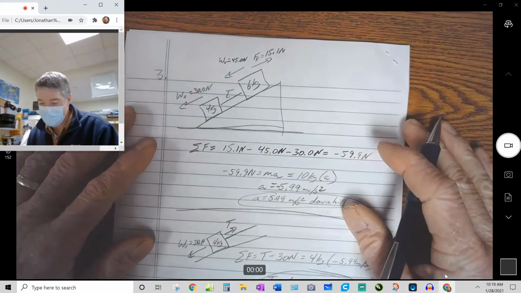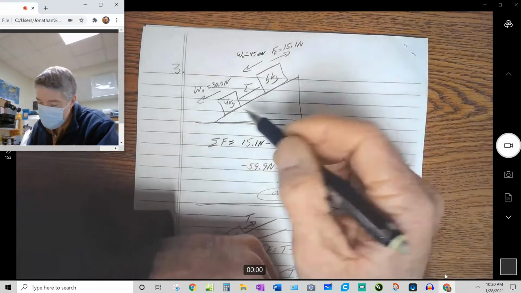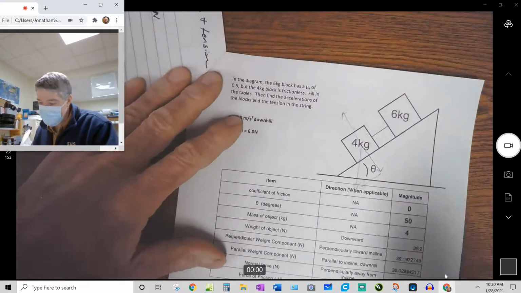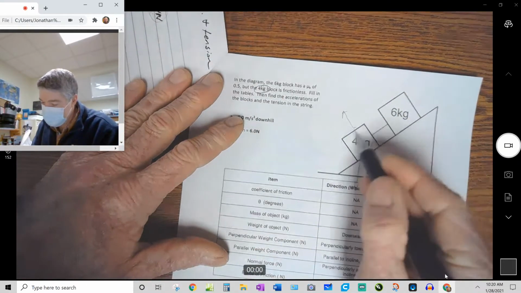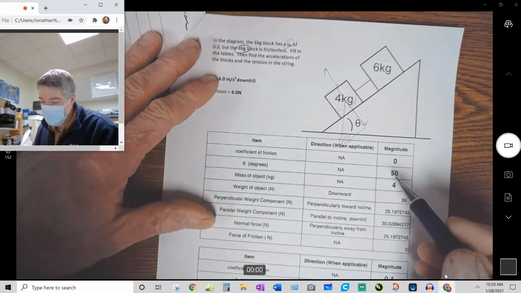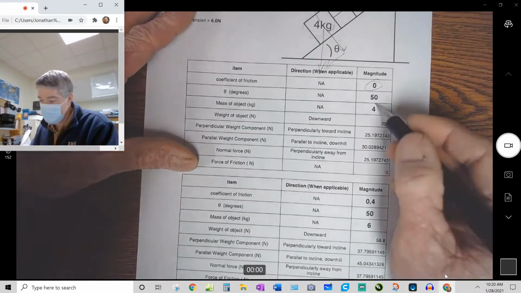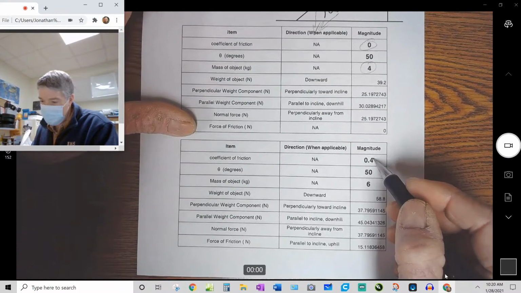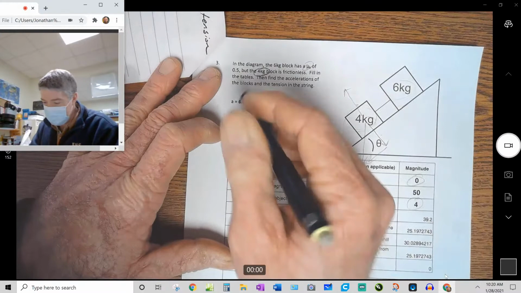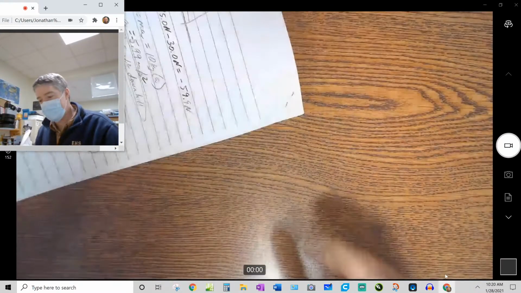So here's my clarifying diagram. This looks like what's left after you get rid of the forces that cancel out. So you were told in the problem that the 4 kilogram block is frictionless. The 6 kilogram block has a mu of 0.5. So 0 for the 4 kilogram block, and I wrote 0.4 here and I wrote 0.5 there. Let's go with 0.4 because I bet I used that in my calculations.